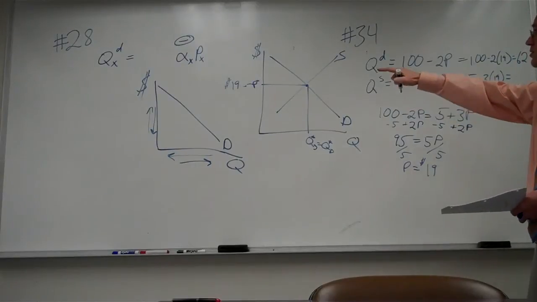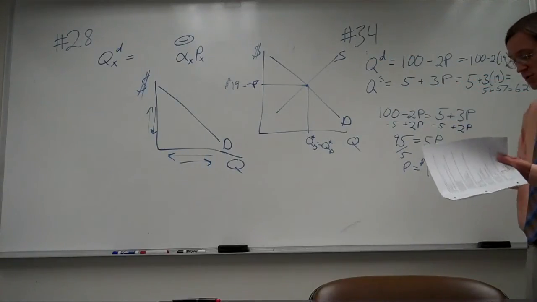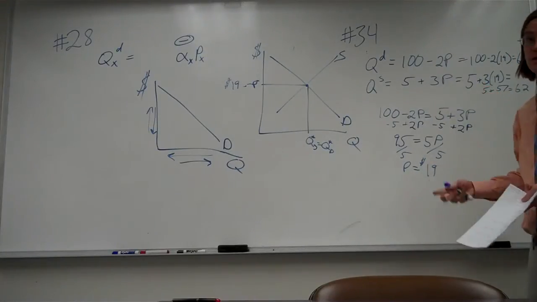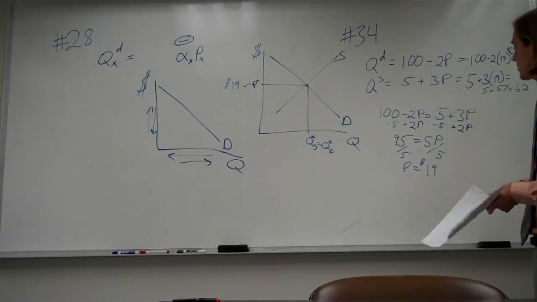So there we found both the equilibrium price and the equilibrium quantity using both those equations, setting them equal, and then solving through for P or Q.